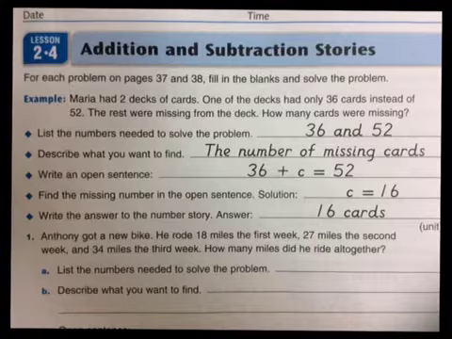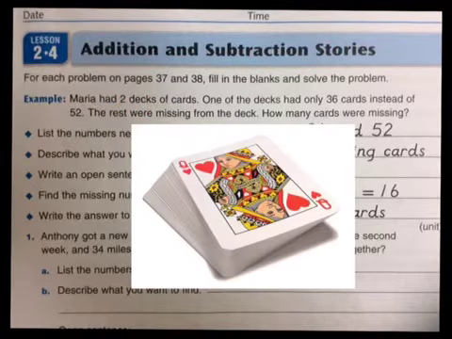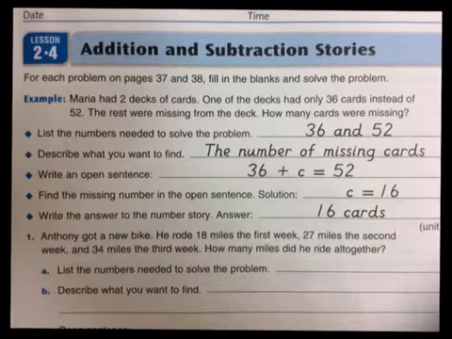So let's read together. Example. Maria had 2 decks of cards. What is a deck of cards? Here we have a deck of cards. A deck of cards usually has 52 cards. This kind of cards, the Texas Hold'em style or the blackjack style, these have 52 cards. So Maria has 2 of them. Okay, so 52 plus 52 would be 104. Technically, she should have 104 cards.